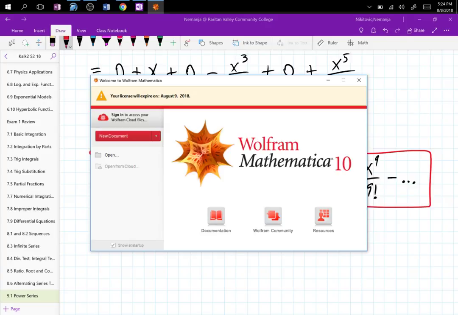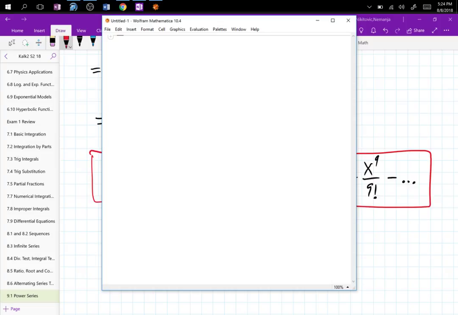Your license will expire on August 9th. That's tomorrow, right? Great. We got today, which is all I needed. Then I will renew this stuff, yeah. So all I need is today to work, and it did.